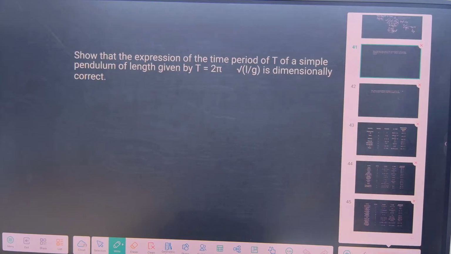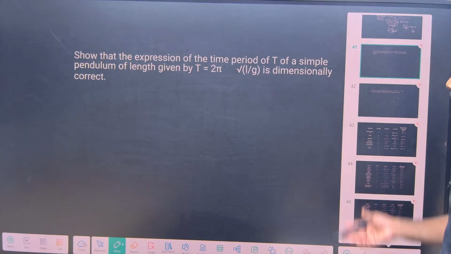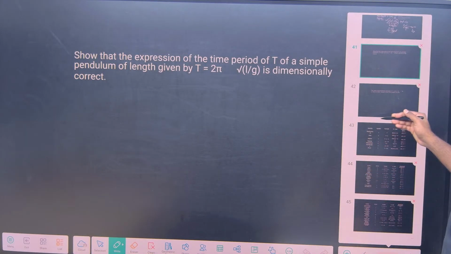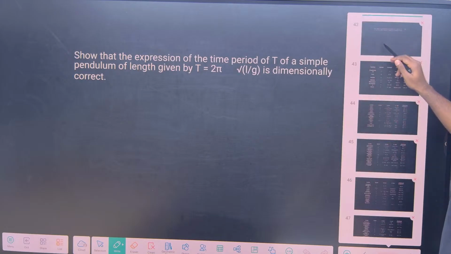Show that the expression for the time period T of a simple pendulum of length L, given by T equals 2 pi root over L by g, is dimensionally correct or not. We have done this, and conversions also we have done.